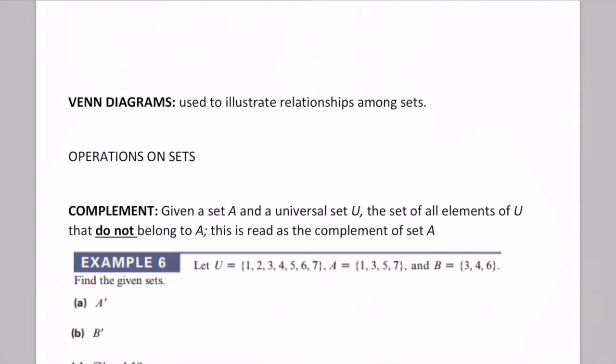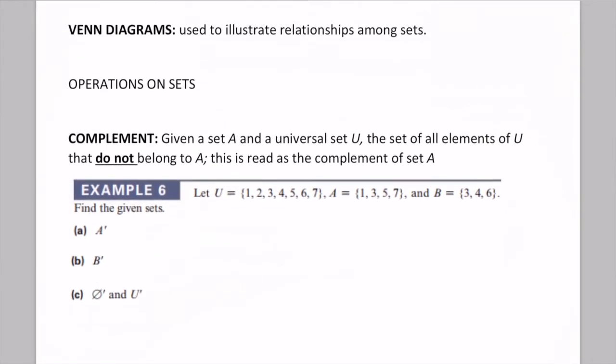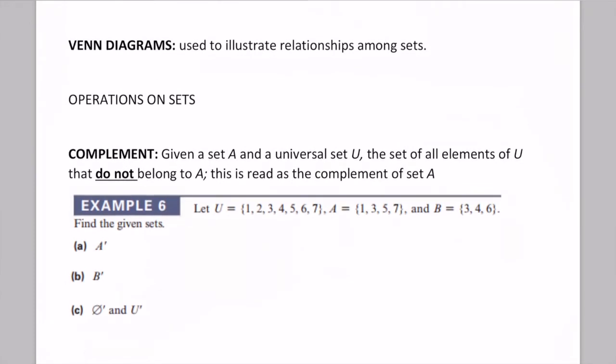Venn diagrams are used to illustrate relationships among sets and operations on sets. Complement: given a set A and a universal set U, the set of all elements of U that do not belong to A is read as the complement of A. Meaning, if we have A, the complement of A is every element that's not there.